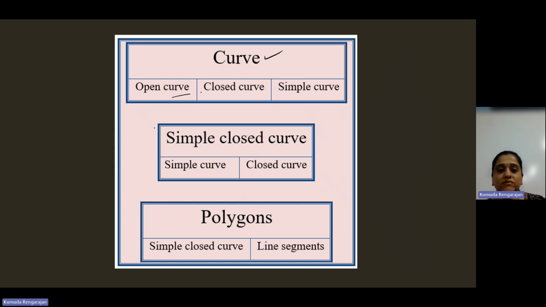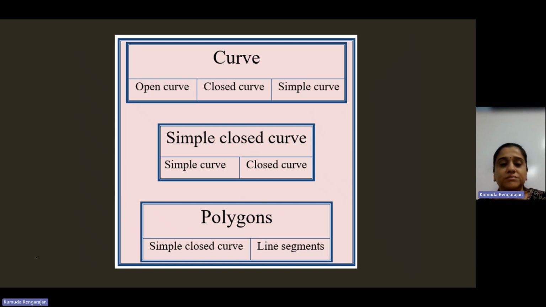So in curves, you have open curve, closed curve, simple curve. What's an open curve? What's a closed curve? What is a simple curve? A simple curve means it should not intersect itself. Then it's a simple curve. Once again, open curve will be different. Closed curve, simple curve, it doesn't intersect itself.